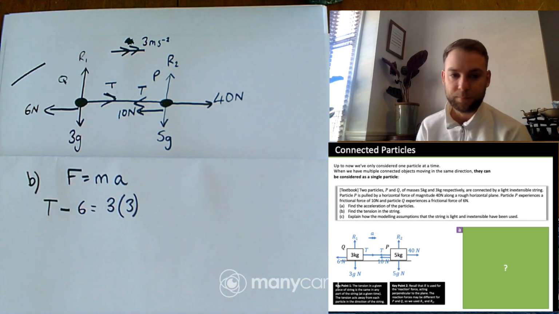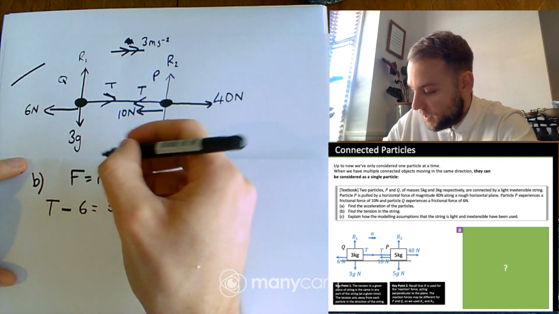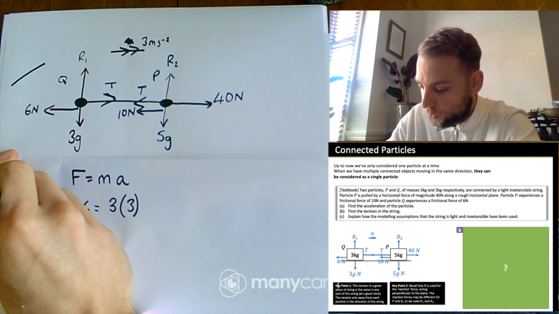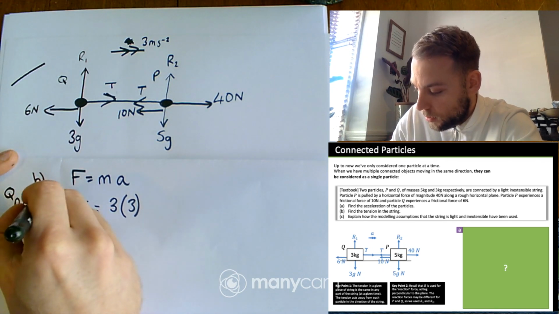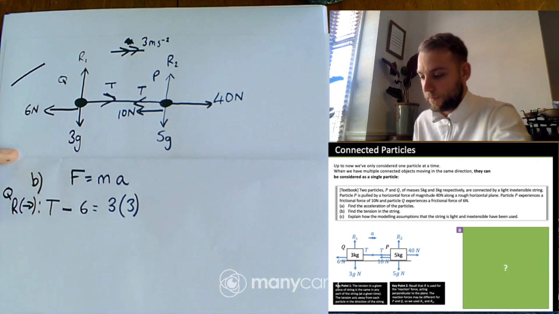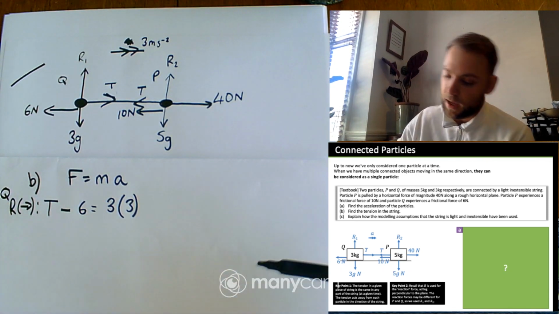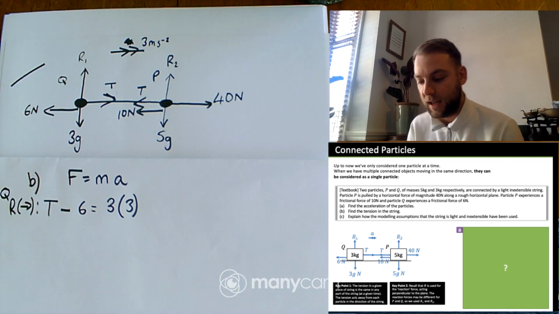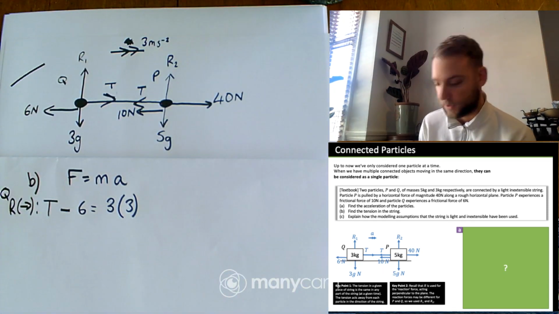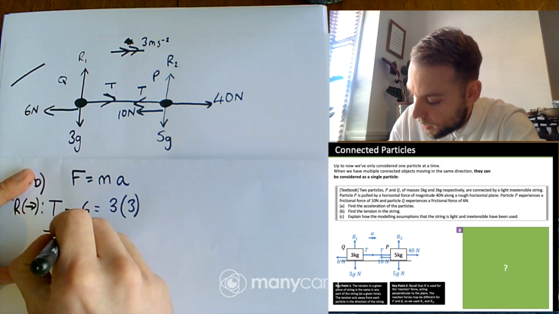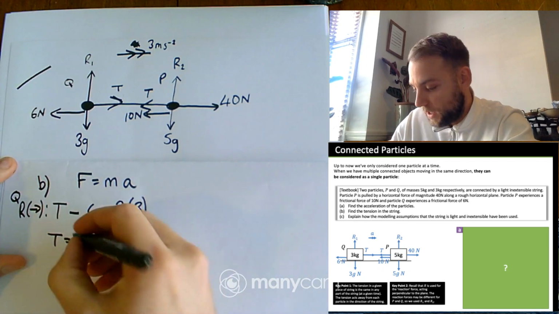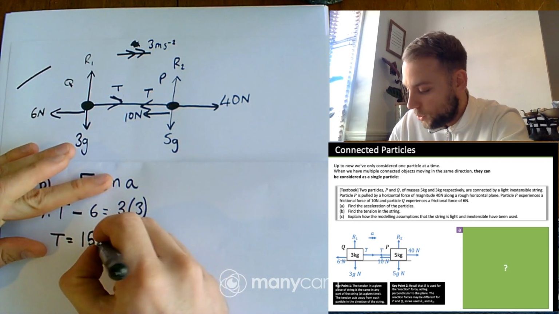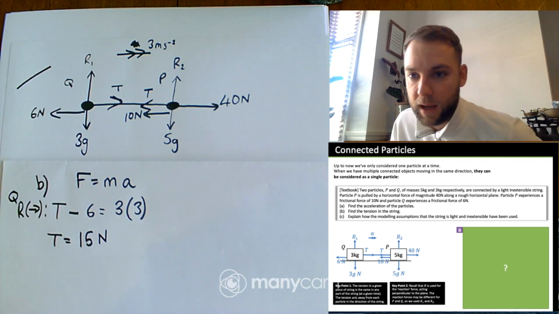is 3 as well. Okay, so remember that this is for the particle Q, and here we're resolving the force going right. So forces, the tension acting right, minus the frictional force acting this way is equal to the mass of this particle, which is 3, times by the acceleration, which we know was just worked out as 3. So we're going to end up here with 3 times 3, which is 9, plus the 6, which is equal to 15 newtons. So 15 newtons pulling it that way.